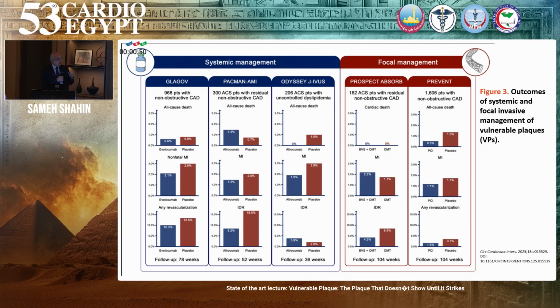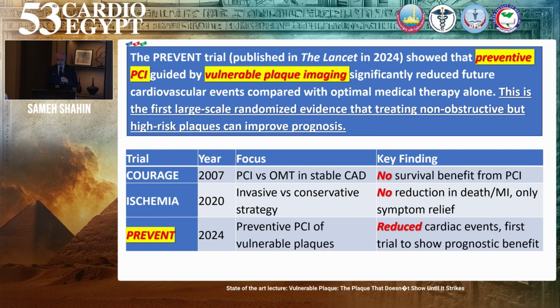But now the most interesting, the most exciting, is how to treat the vulnerable plaque itself, the focal management of the vulnerable plaque. And I'm talking about 2 important trials. One of them is the Prospect Absorb. They were using the bioabsorbable stent at that time, and they have evidence that this might improve the prognosis of the patient. But the most recent one is the Prevent trial. And again, as you can see, putting a stent in the blue bar reduces the all-cause death, the myocardial infarction, and any revascularization according to this trial.